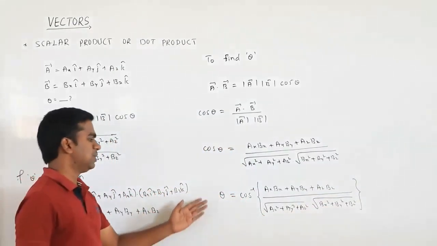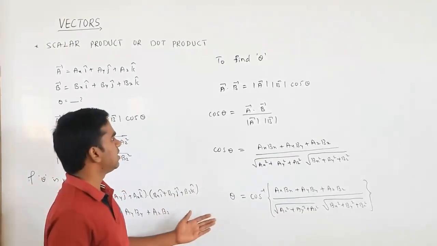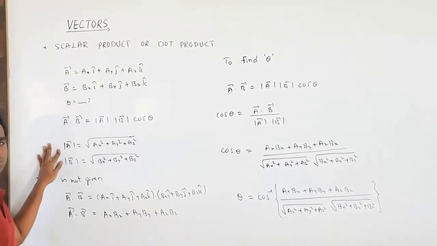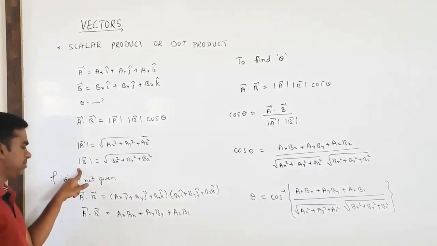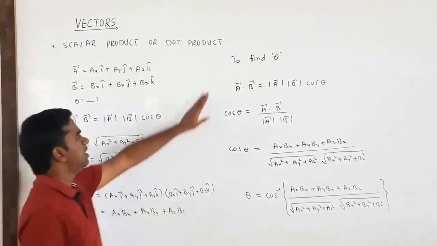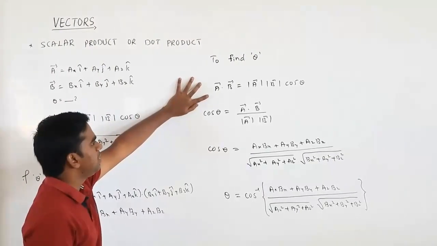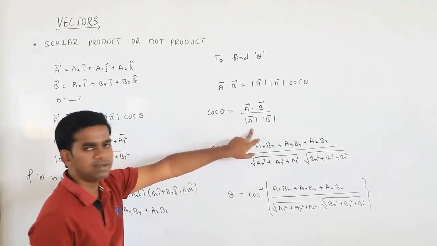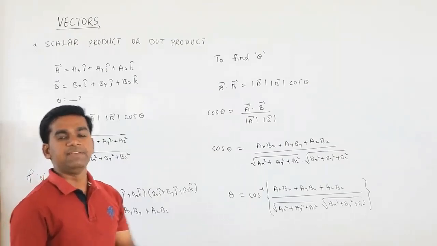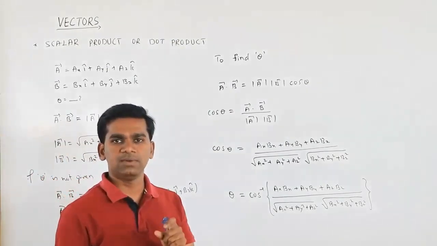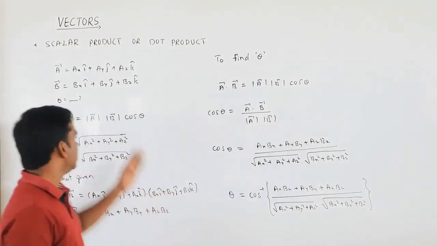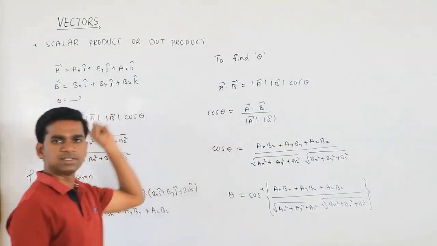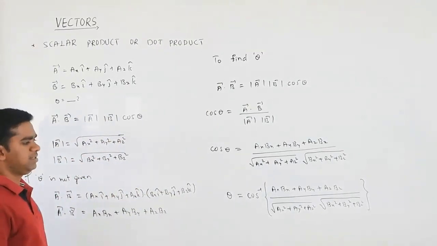Remember, they may ask you to find the theta in general. In general, what you have to do is take vector A, vector B, find the magnitude of vector A, find the magnitude of vector B, then find A dot B, then write cos theta. Just substitute the value of A dot B and magnitude of A, magnitude of B. If they ask you to find the theta value with the help of dot product, follow from here. From here to here you have to write all these things. Okay. So this is how we can find the theta.